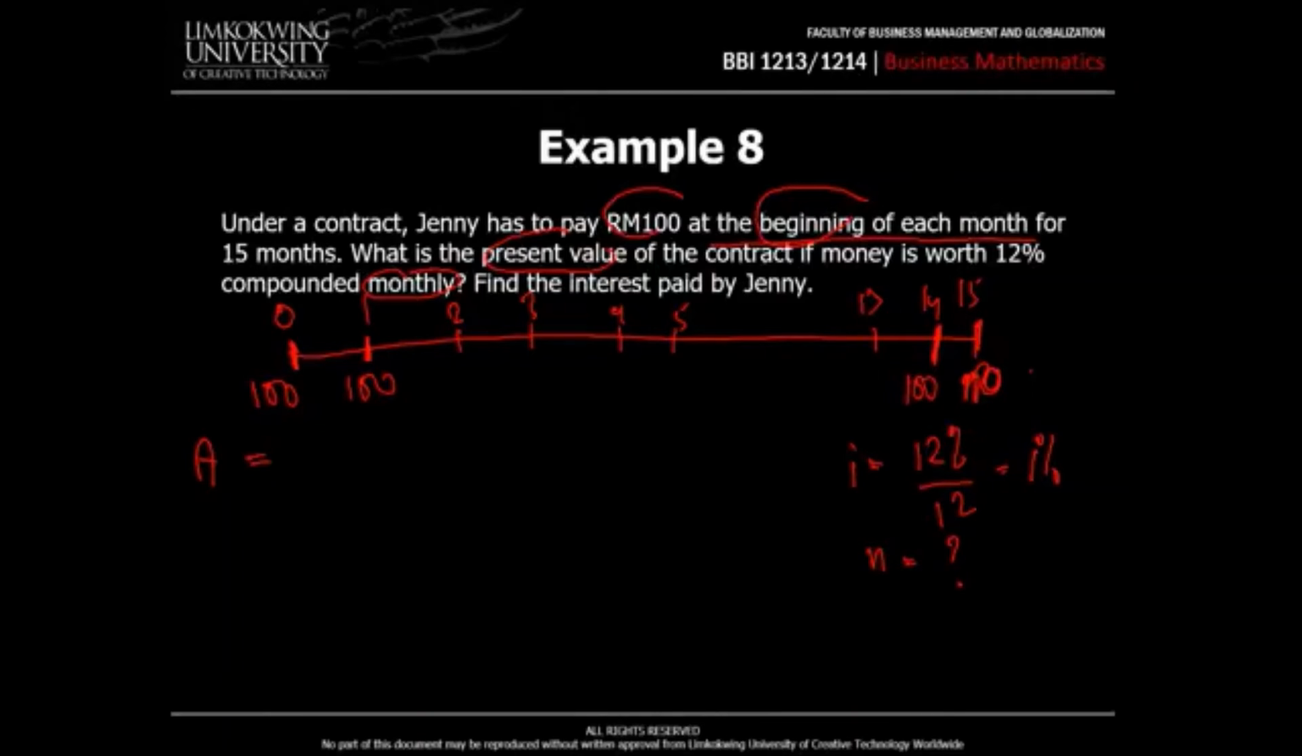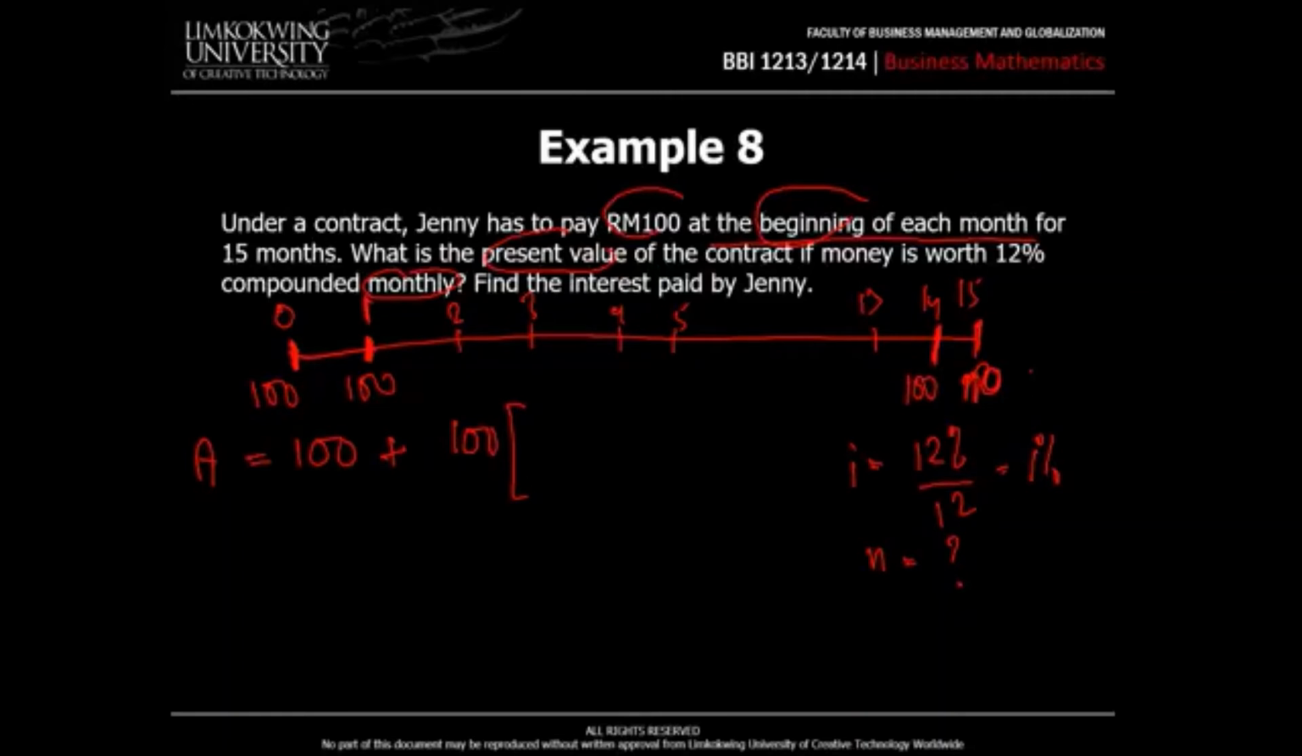Because it starts from the beginning of each month, it means that you start from here. If the formula starts from here, but you start from here, then you have the additional 100 at the beginning. Because the formula is starting from here, not from here. So that's why you have to add 100 at the beginning. So here 100. Now we come to the formula.